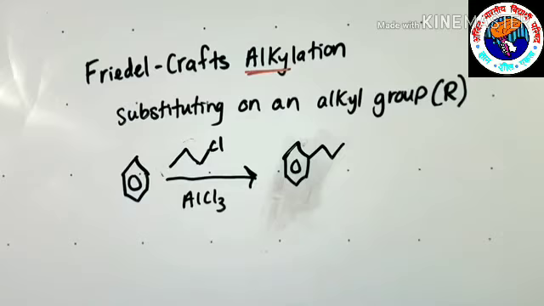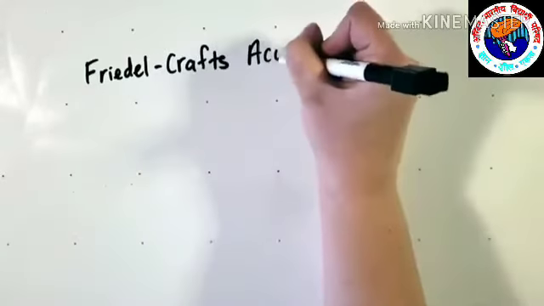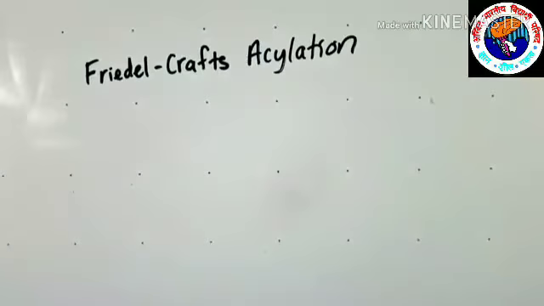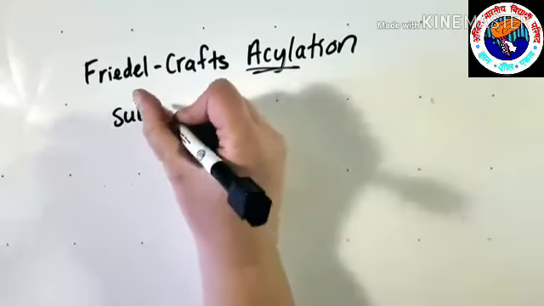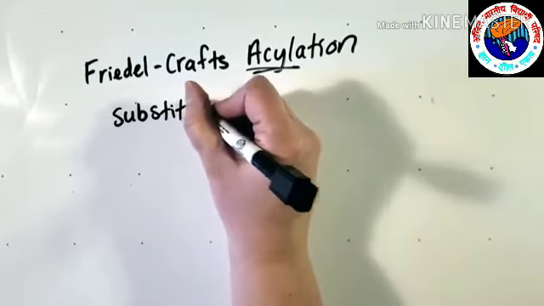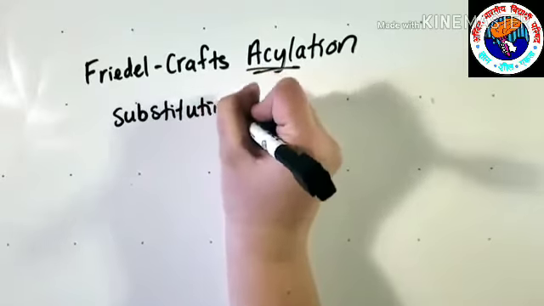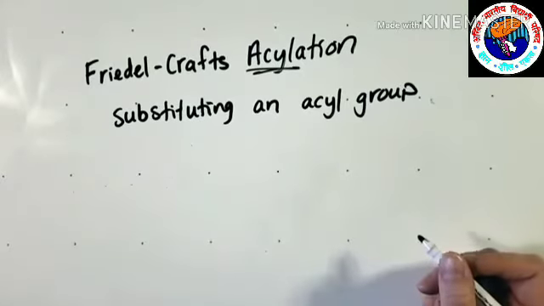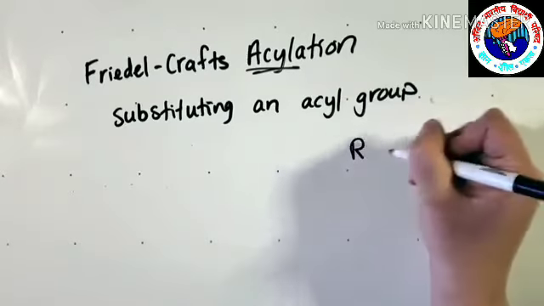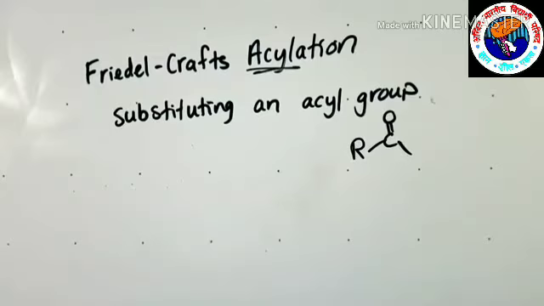So the other Friedel-Crafts reaction that you need to know is the acylation. So I'm going to do that one next. Okay, so here the important part to understand is we're substituting an acyl group onto our benzene ring. Okay, and your acyl group is going to be a carbon double bonded to an oxygen. Okay, so we're going to have some length carbon chain and our carbon double bonded to oxygen. Okay, so that's our acyl group.